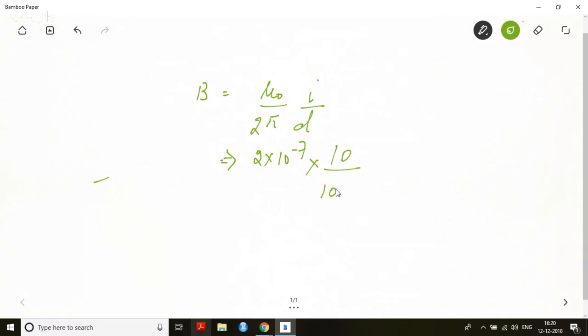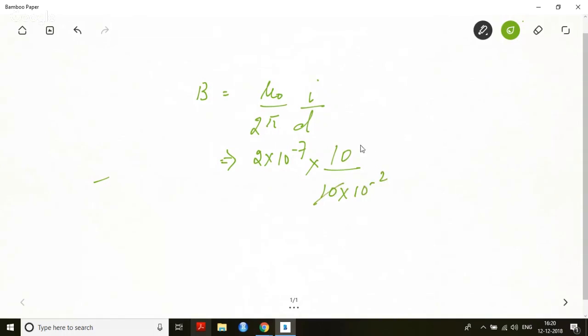See, the formula is, acha, you got it. Okay, great. For others, the formula is B is equal to mu naught by 2 pi, I by D. So what would it be? Mu naught by 2 pi is 2 into 10 to the power minus 7. I is 10 amperes and D is 10 into 10 to the power minus 2.